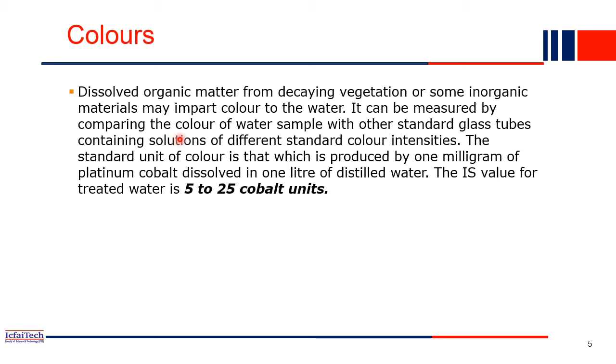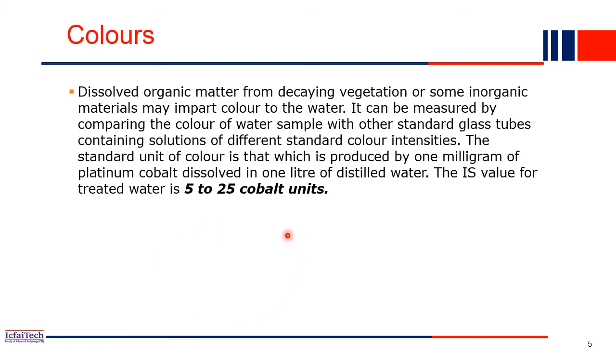It is measured by comparing the color of the water sample with the standard glass tube containing the solutions of different standard of color intensities. So how can we measure it? We know the actual color of water is colorless, I think it doesn't have any color. But if any organic matter is present in the water, the color of the water will change, right? A slight change of color will be there.